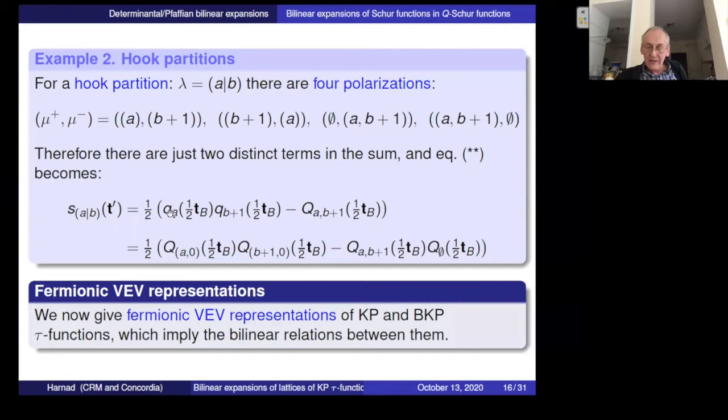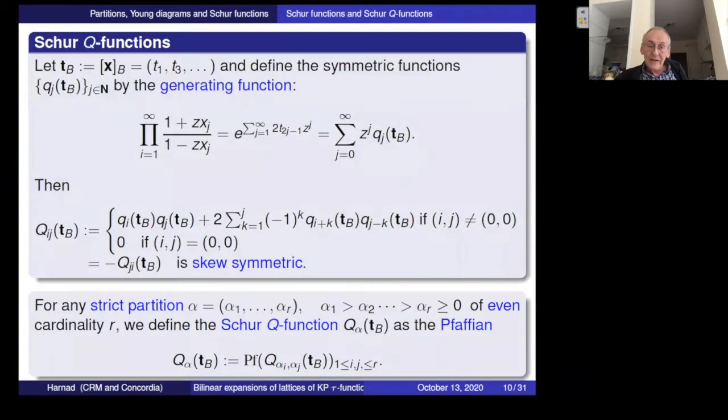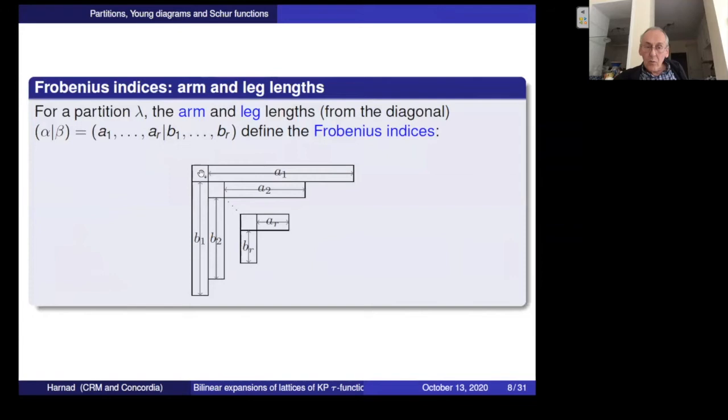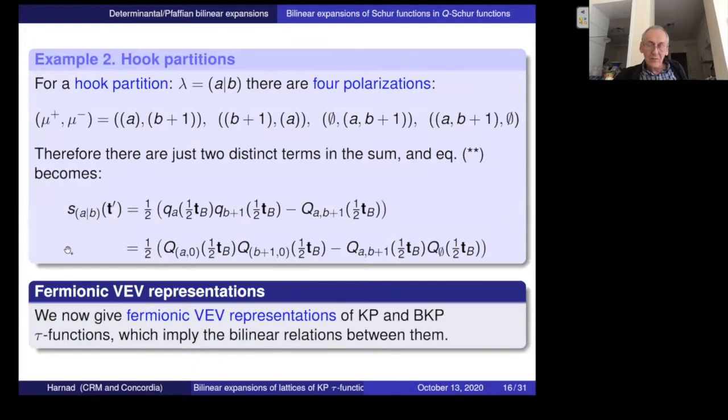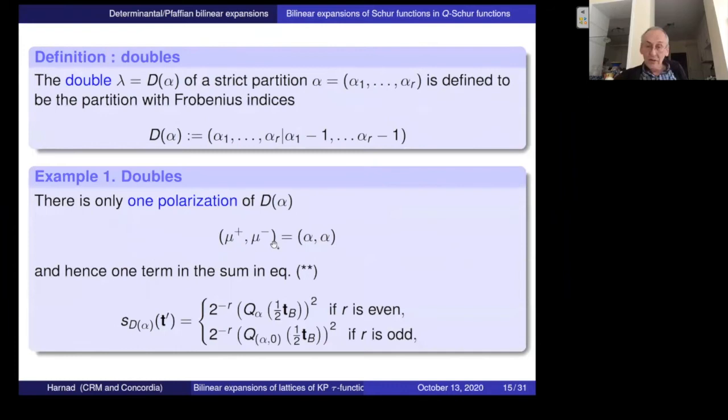So that's just detail. For a hook partition, just to remind you, why do we call it a hook? Remember the Frobenius notation here. If the rank is one, then we only have one arm and one leg, and that's called a hook. So this is the case I'm looking at here. If you have a hook partition, then you get this two-term identity, and this also is found as an exercise in the book. The one displayed before this, you will not find, I claim, anywhere. And this is a new discovery, I think.